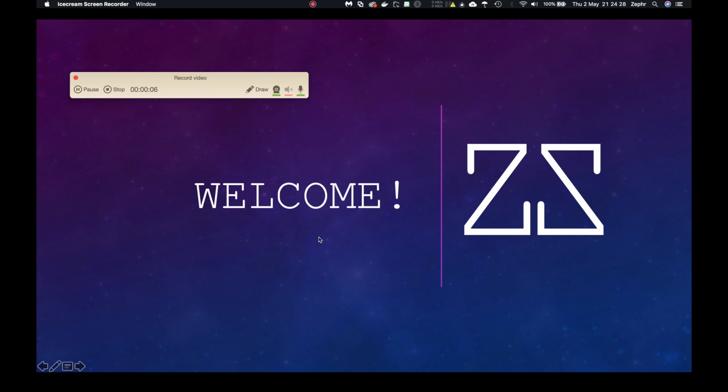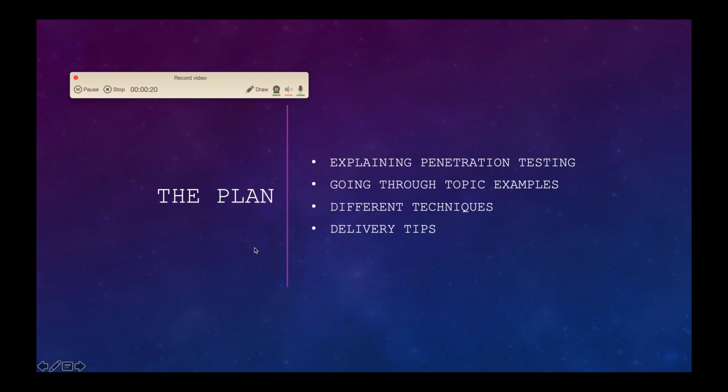Today we're going to be looking at penetration testing, explaining what it is, and also talking over the plan for the next couple of episodes. So jumping into it, we're going to look at explaining penetration testing. We're going to go through some topic examples and also discuss different techniques and delivery tips.